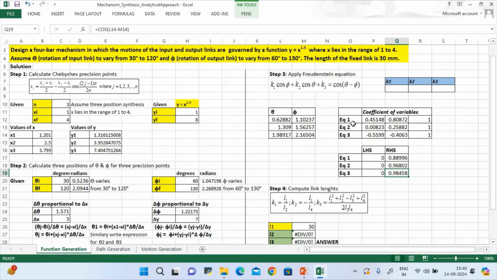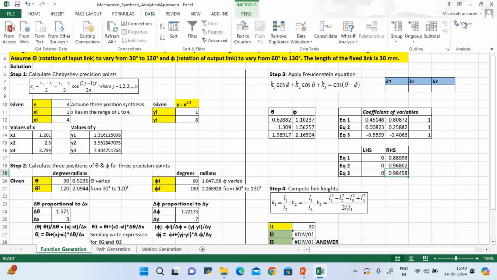Once you have done that, let us go back. Let us see how we can solve this equation using this Solver tab. Now here, the thing is that our simple objective is to make the left hand side of this equation equal to the right hand side.